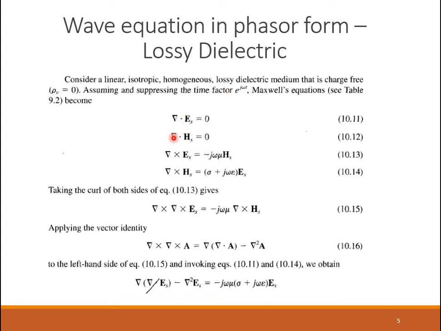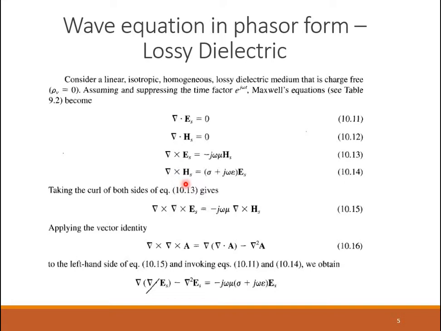So del dot ES and del dot HS both will be 0 because the medium is charge free. Del cross ES, actually what is this equal to? It is equal to minus dou B by dou t, where B is written as mu H. In this case, it is mu HS. I already told you the dou by dou t term is going to be replaced with j omega. So that is how you get equation 10.13.